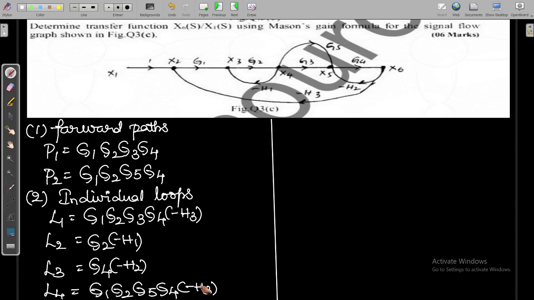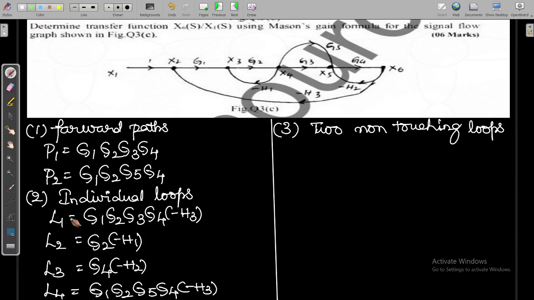So we have identified the individual loops. So next step is what you have to do? You have to identify two non-touching loops. So we are having 4 loops, compare with each other, then you can take.